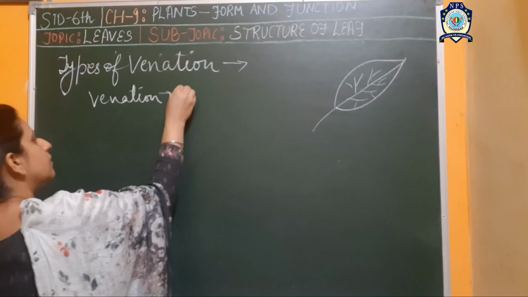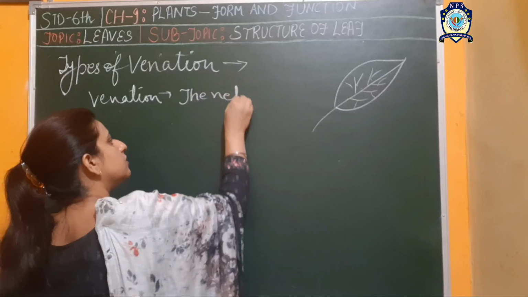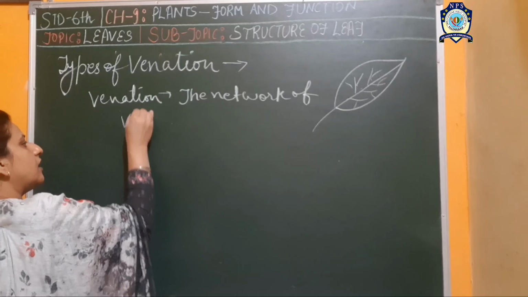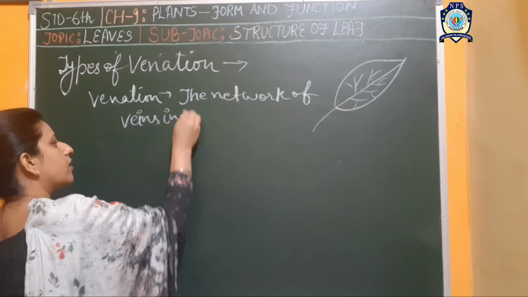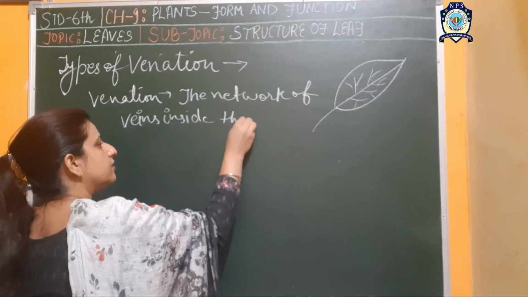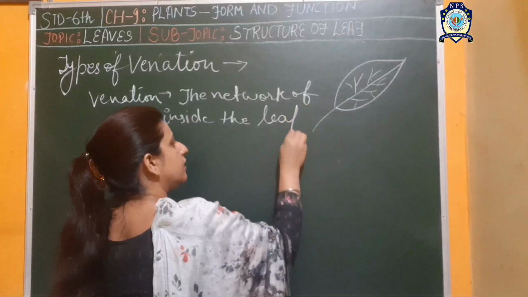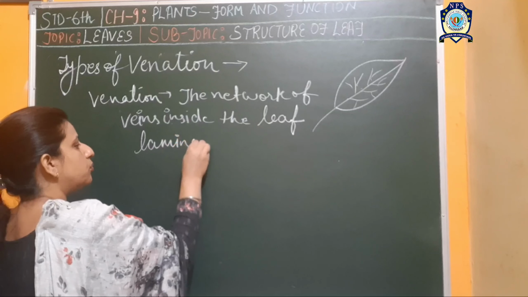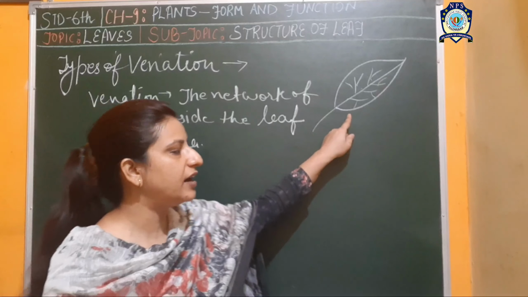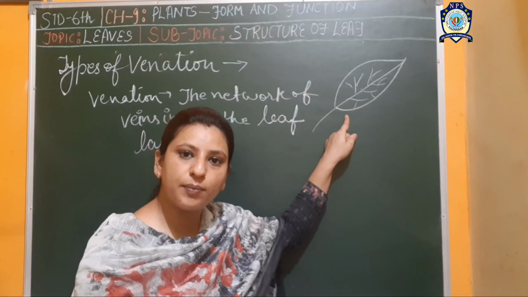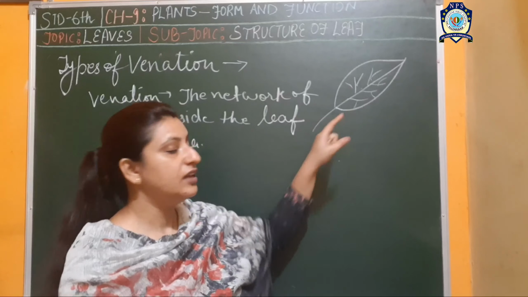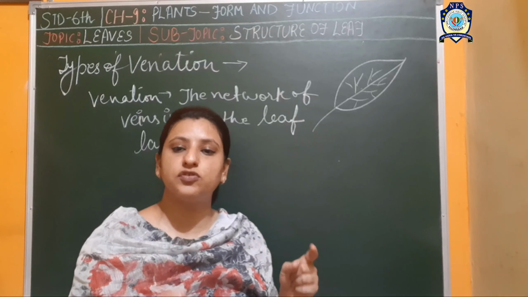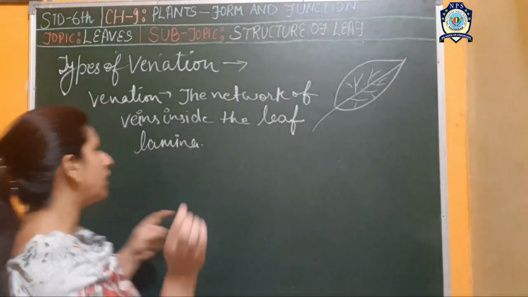Venation is the network of veins inside the leaf lamina. We know that the broader part is the lamina. So in the lamina, what is there? In the lamina, the network of veins is there. This network of veins, or net-like structure formed by the veins, is called venation.